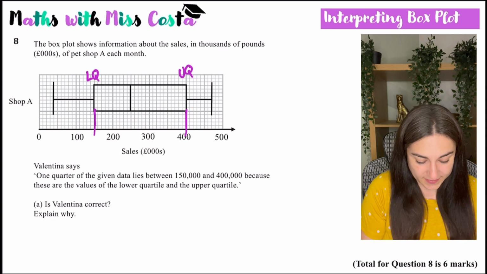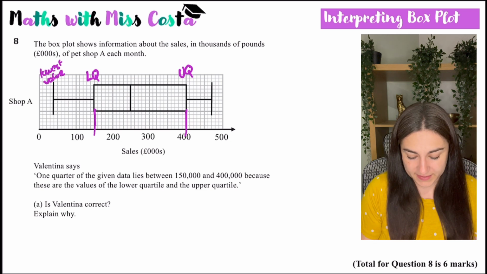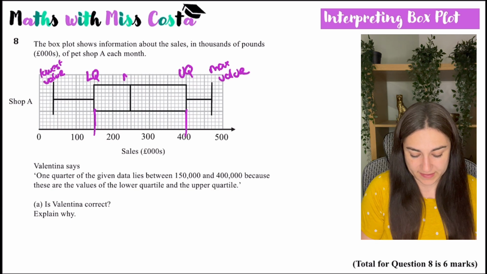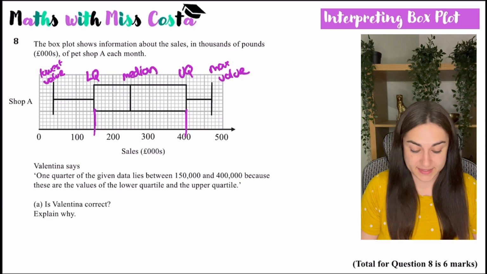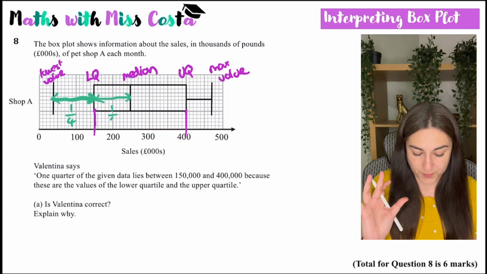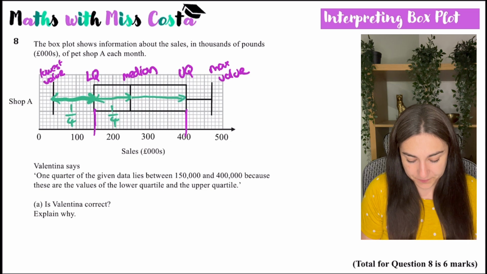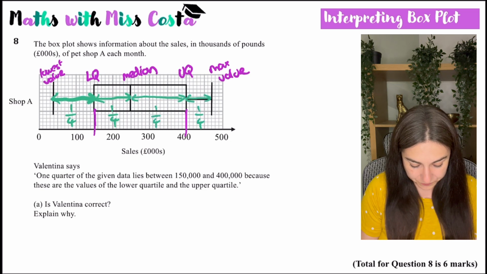So this is always going to be your lowest value, the little whisker of the diagram, and this is your max value. Then the lower quartile and the upper quartile are here, and this is your median. So essentially your data is split into 4 parts. First quarter is here. Second quarter is here, so between the lower quartile and the median. Next quarter is here, and the next quarter is here. So actually, no, she is not correct.